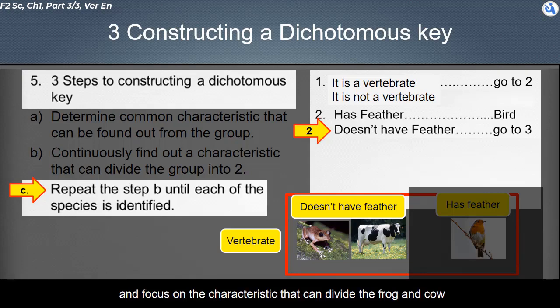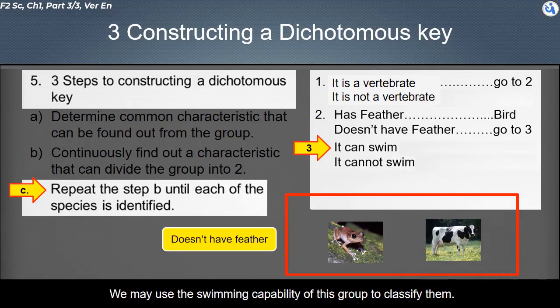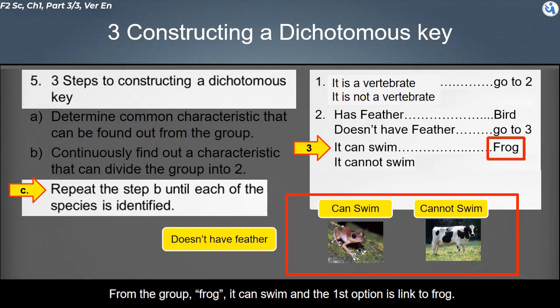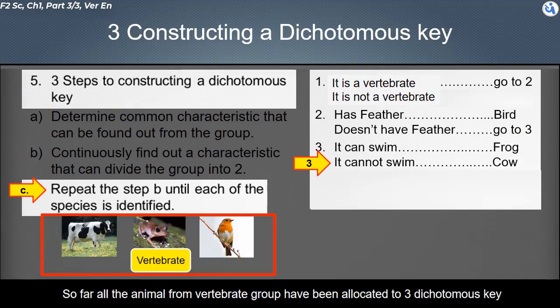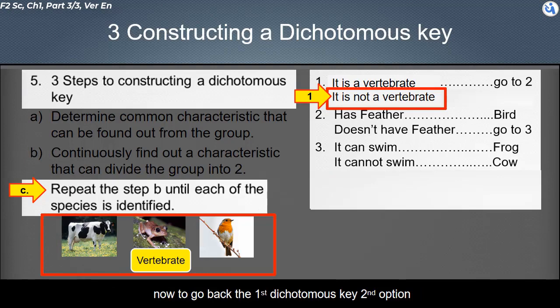And focus on the characteristic that can separate frog and cow. We may use the swimming capability of this group to classify them. The first option, it can swim, is linked to frog. And the second option, it cannot swim, is linked to the cow. So far, all the animals from the vertebrate group have been allocated to 3 dichotomous keys. Now, to go back to the first dichotomous key, the second option.